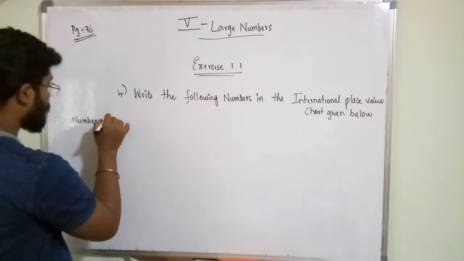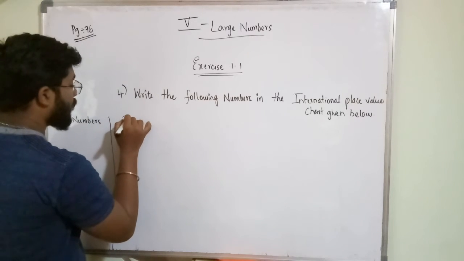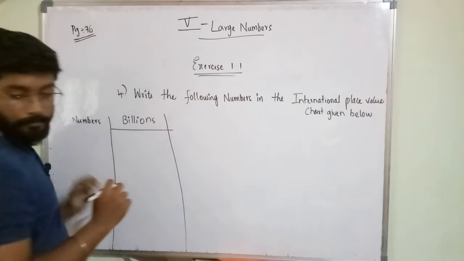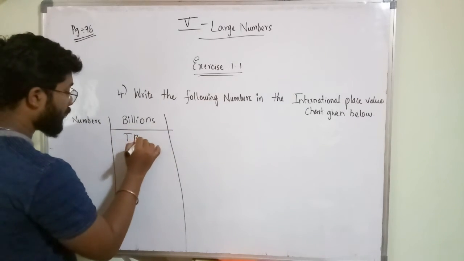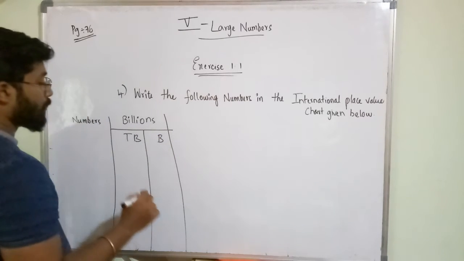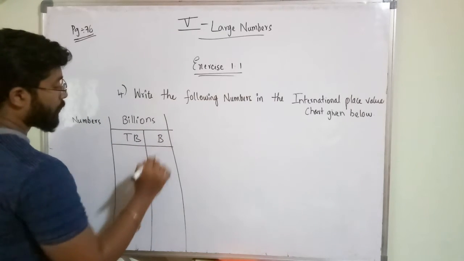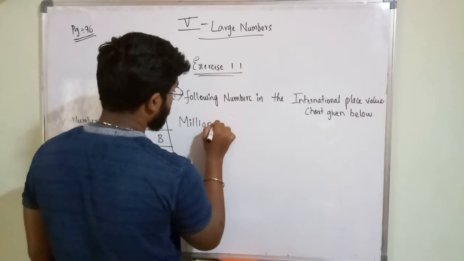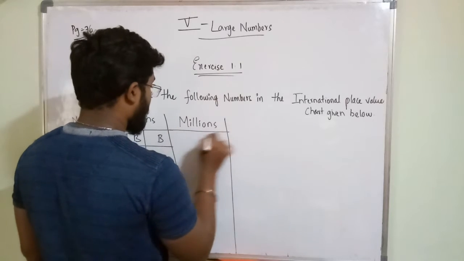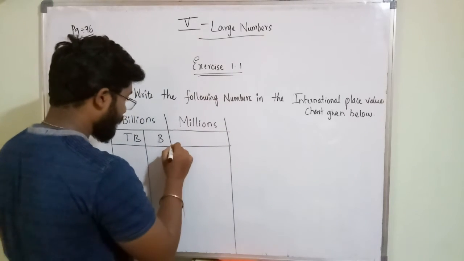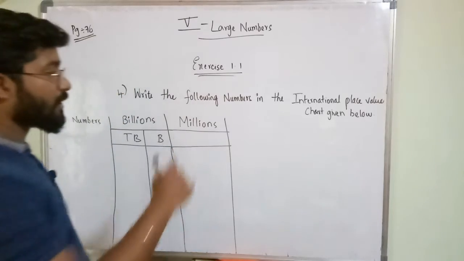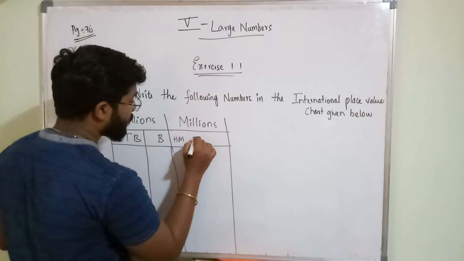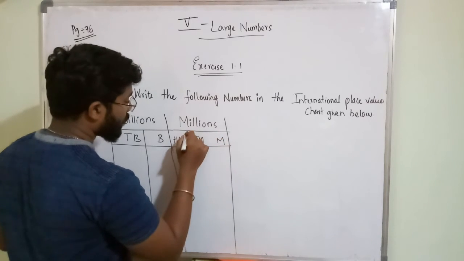Next, in the billions place, how many places has he given? Only 2 places, no? 10 billion, billion. Clear? So next you will have millions. Here you will have three place values. In the international system, every period has 3 place values. Millions means 100 million, 10 million, million.